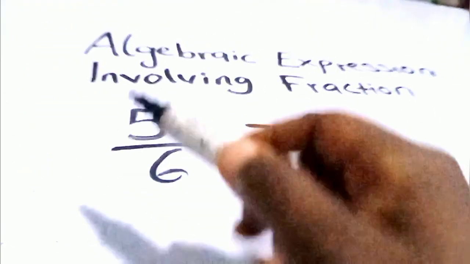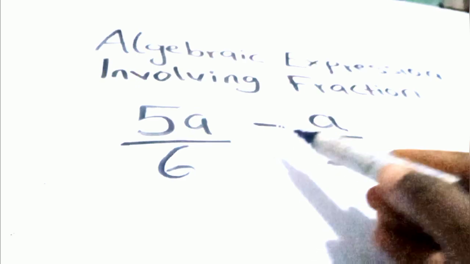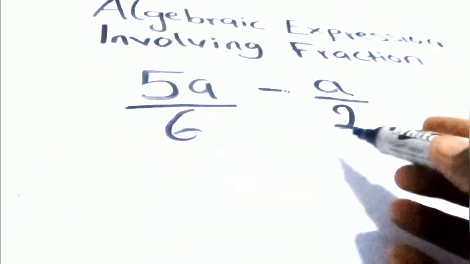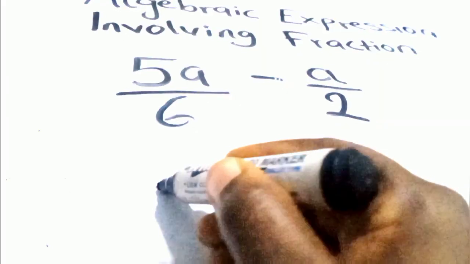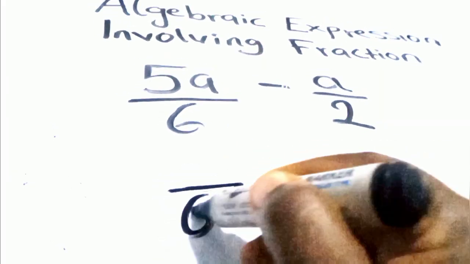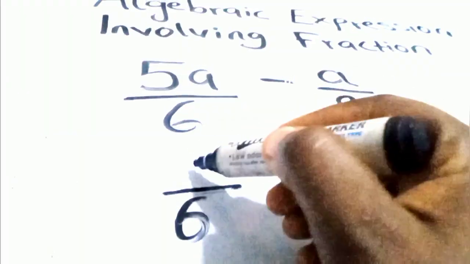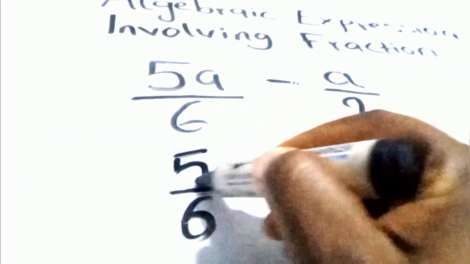Let us look at the next example. 5a over 6 minus a over 2. So we find their common denominator using the LCM. And the LCM is 6. So for this one, since it's 6, 6 divided by 6 is 1. 1 times 5a is 5a. So 5a is still retaining itself.